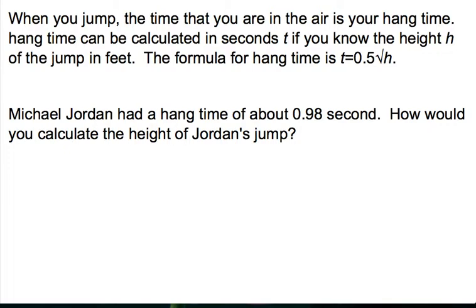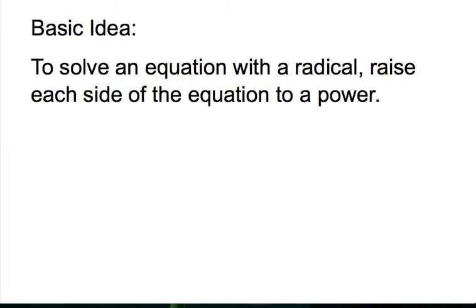When you jump, the time that you are in the air is your hang time, and hang time can be calculated in seconds t if you know the height h of the jump in feet. The formula for hang time is t equals 0.5 times the square root of h. So if we had this situation where Michael Jordan had a hang time of about 0.98 second, how would you calculate the height of his jump? And so let's look at how we would solve these types of problems.